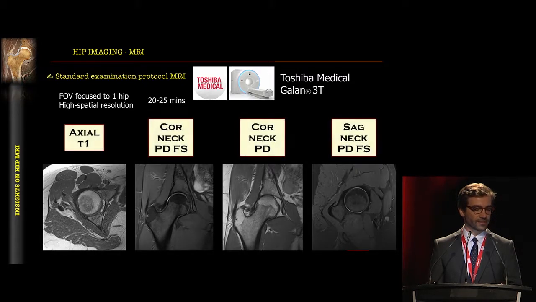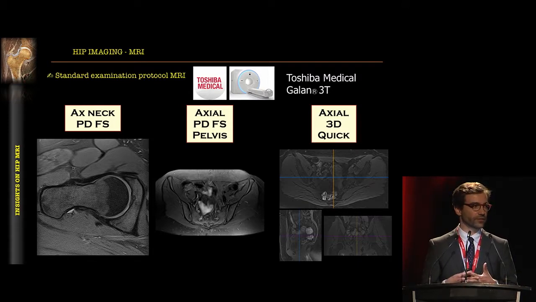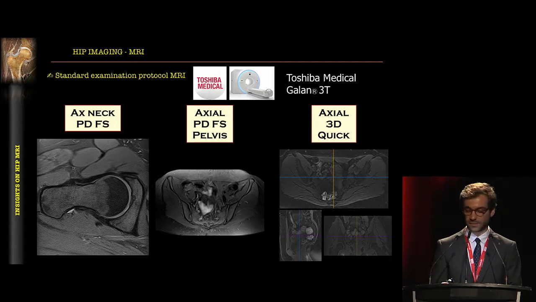It includes axial T1, coronal oblique proton density with and without fat suppression, sagittal oblique to the neck fat suppressed proton density, and axial oblique to the neck, also fat suppressed proton density. We further do two global images of the pelvis. One is the axial fat suppressed proton density of the pelvis to look for extra-articular causes of hip pain, and we also do the 3D quick axial, a volumetric isotropic acquisition that allows multiplanar reconstructions, which is important for acetabular evaluation, as I will tell you later.